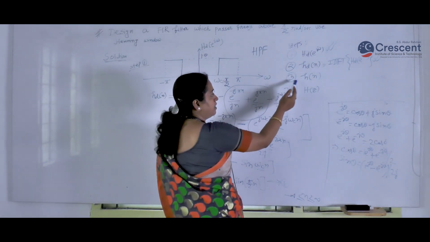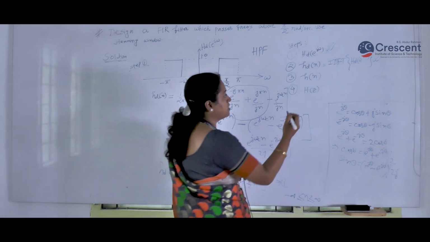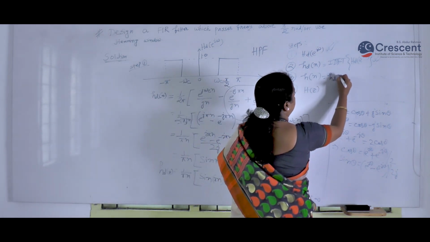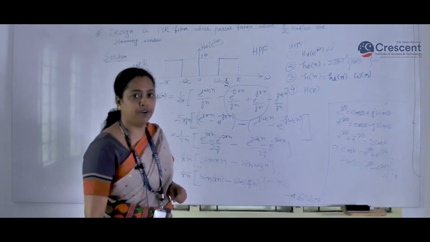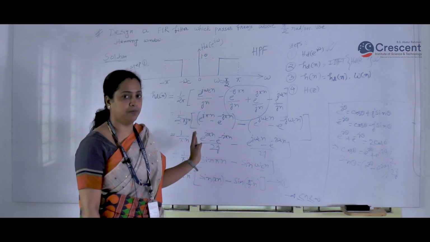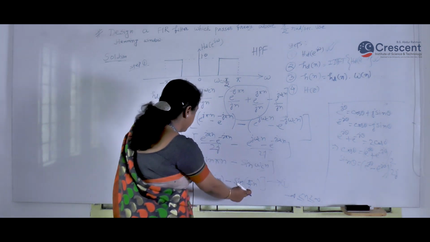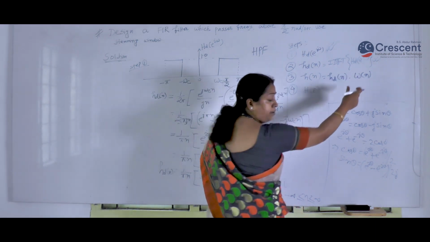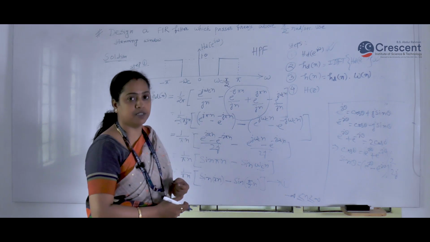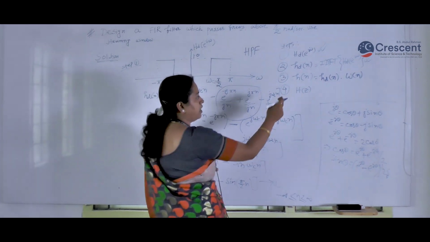In step number 3, now we have to find out h of n, which is of finite duration, by multiplying this hd of n with the window function. So already we know the window function, already specified. I have given the table also. We will be taking the values from the table and we will be considering this same hd of n and w of n, which for Hamming window we have to consider that function. Both will be multiplied and we will be finding the value of h of n.